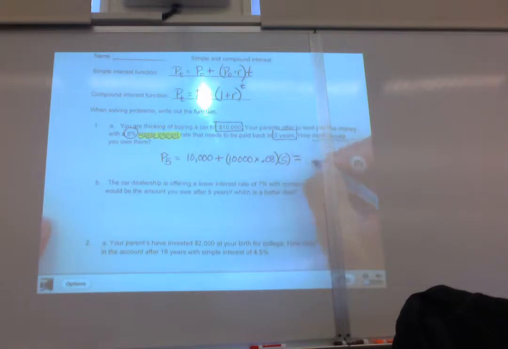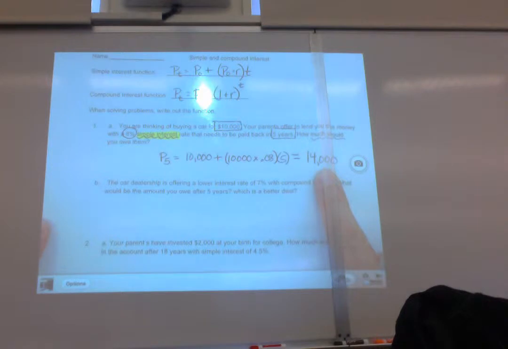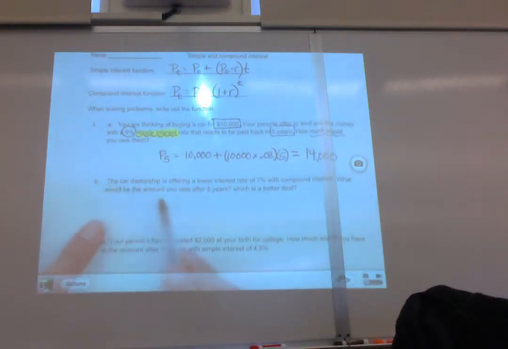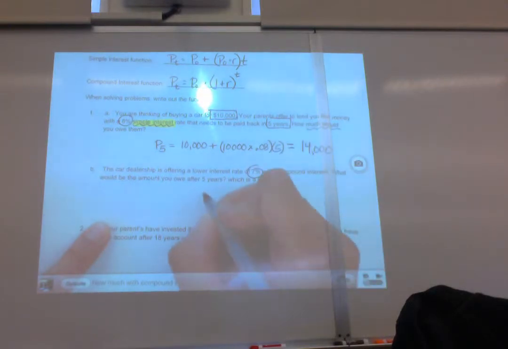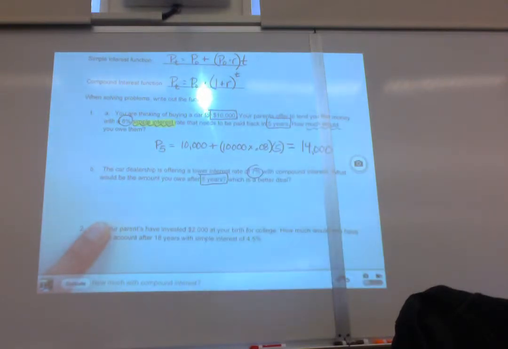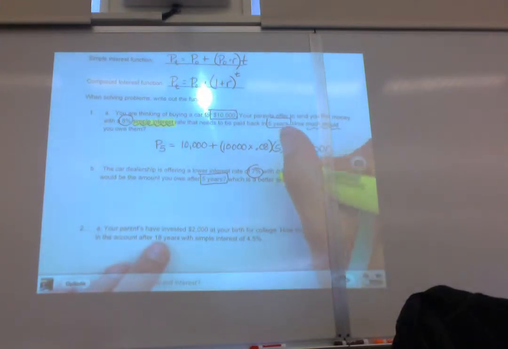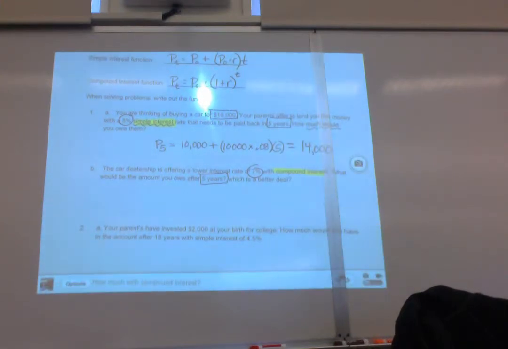Kenya says 14. Anna agrees. 14,000. So, wait a minute. Let's look at this. How much did the car cost? 10,000. So where'd that other 4 come from? Interest. Car dealership offers a lower rate, 7%. Compound interest, still 5 years, but this time we're working with compound interest.